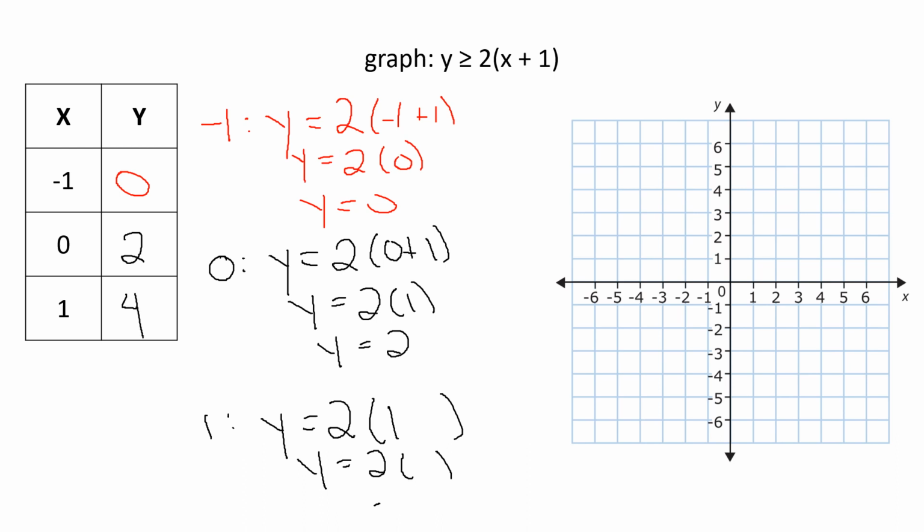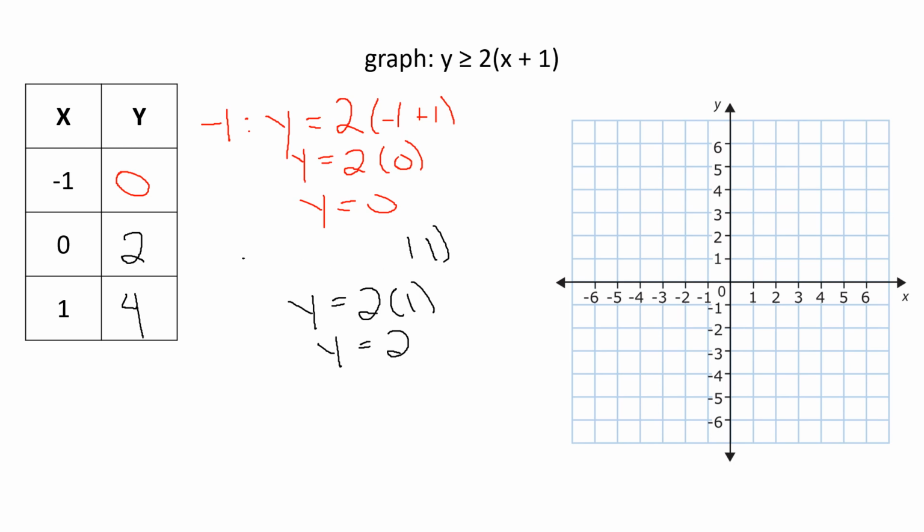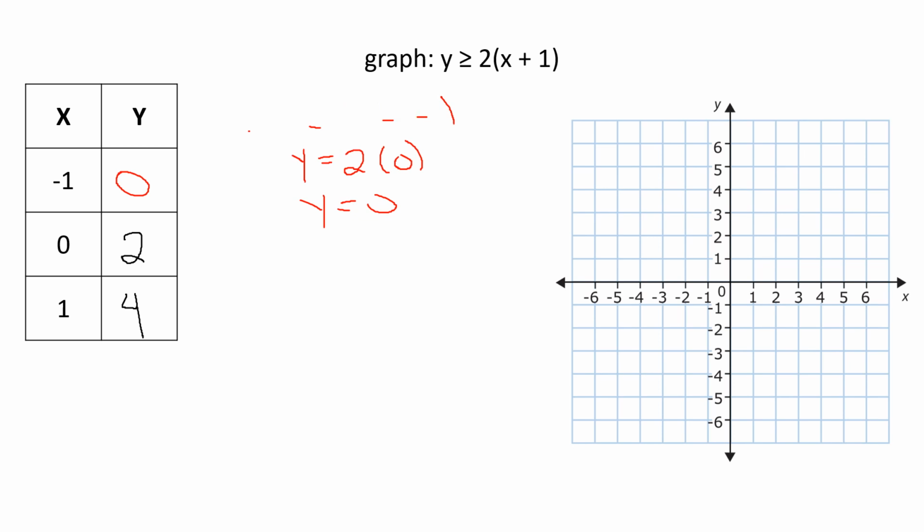So I've made my t-chart. I plugged in my values, and now all I need to do is plot those points, draw my line, and shade in the correct things. Remember, if it is greater than or less than, I use a dotted line. If it is greater than or equal to, less than or equal to, I use a solid line. This one is greater than or equal to, so I'm going to use a solid line.